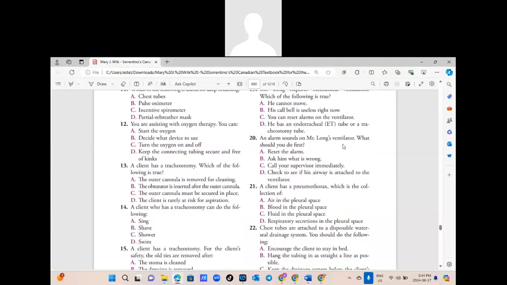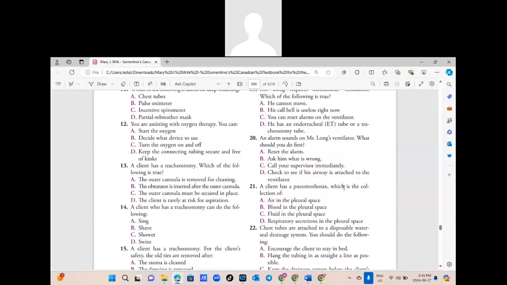All right, number 20. An alarm sounds on Mr. Long's ventilator. So what should you do first? A. Reset the alarm. B. Ask him what is wrong. C. Call your supervisor immediately. Or D. Check to see if his airway is attached to the ventilator. So we just learned a few minutes ago that if the ventilator alarm sounds, you're going to check if the airway is attached to the ventilator. If it's not, you're going to attach it, and tell the nurse in charge or call your supervisor.